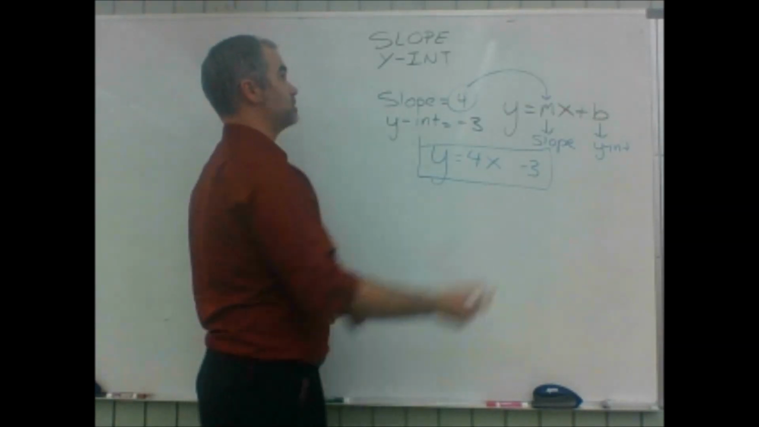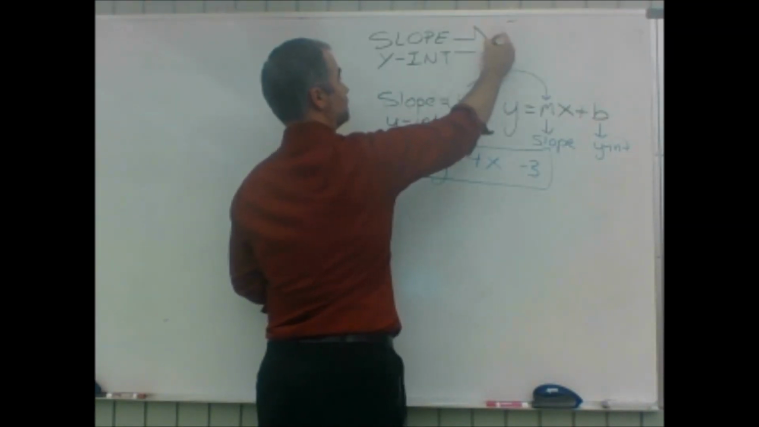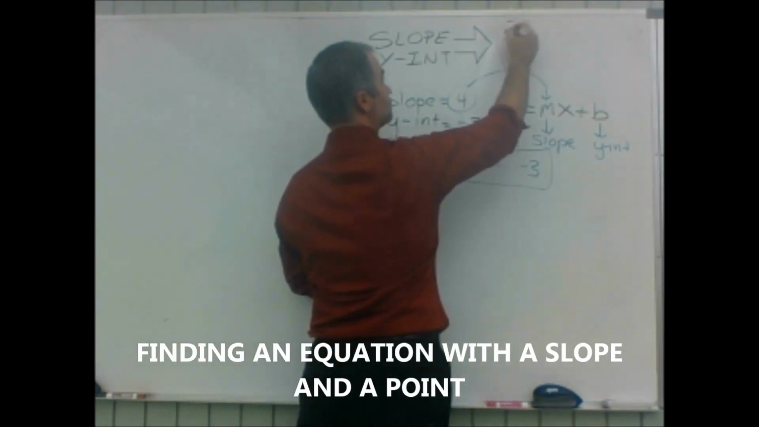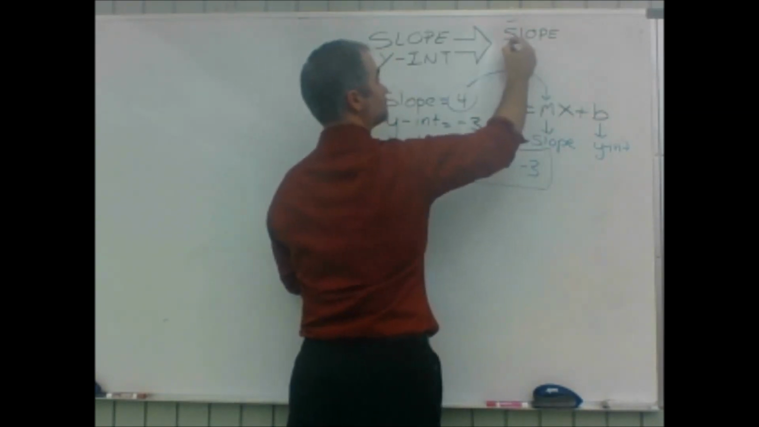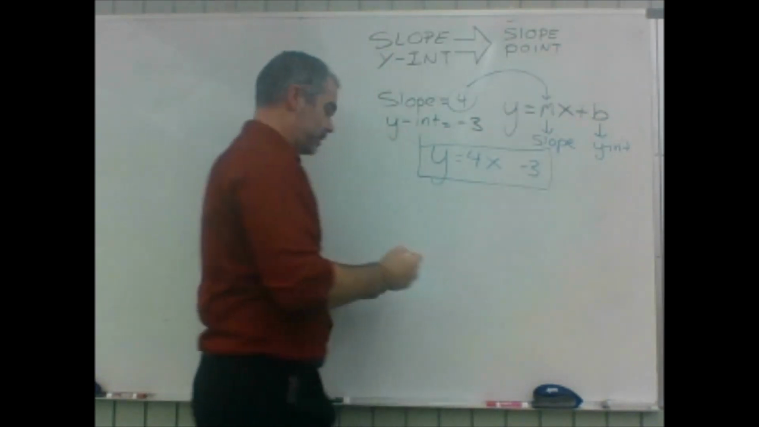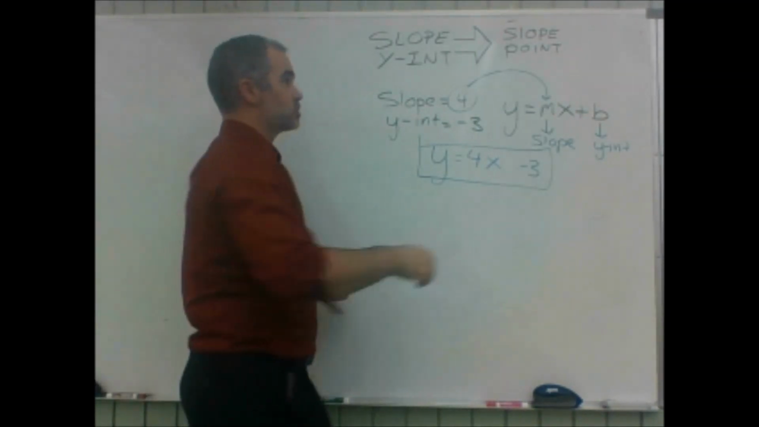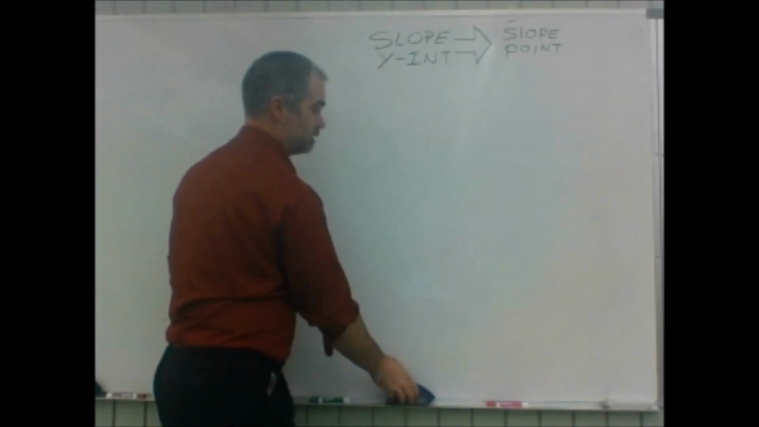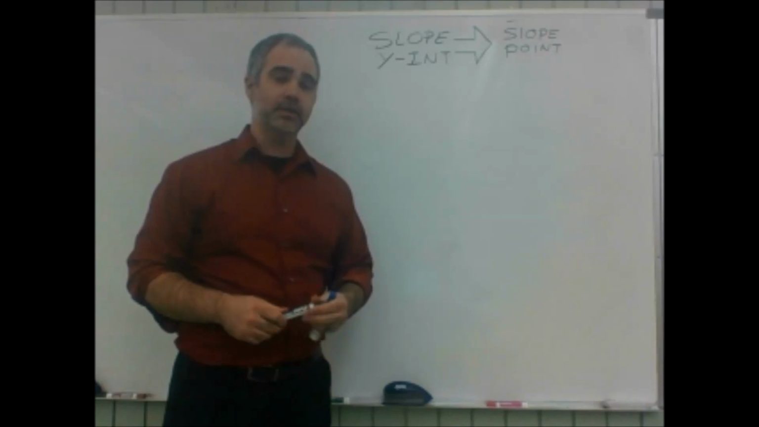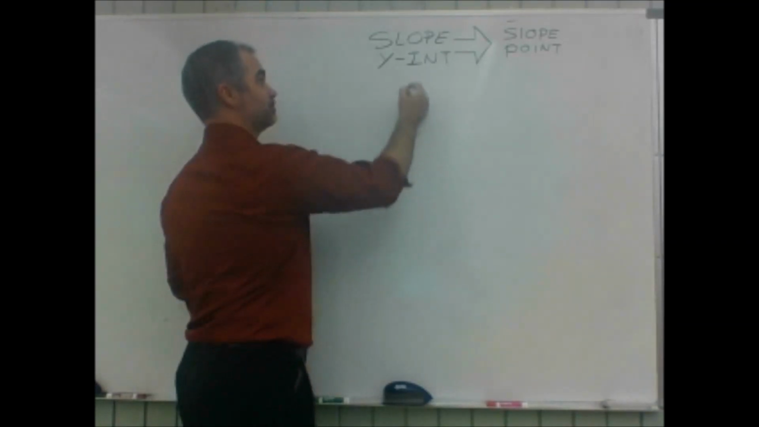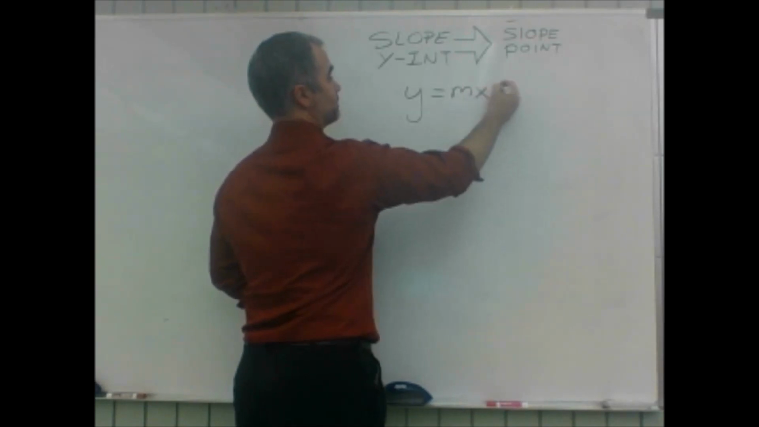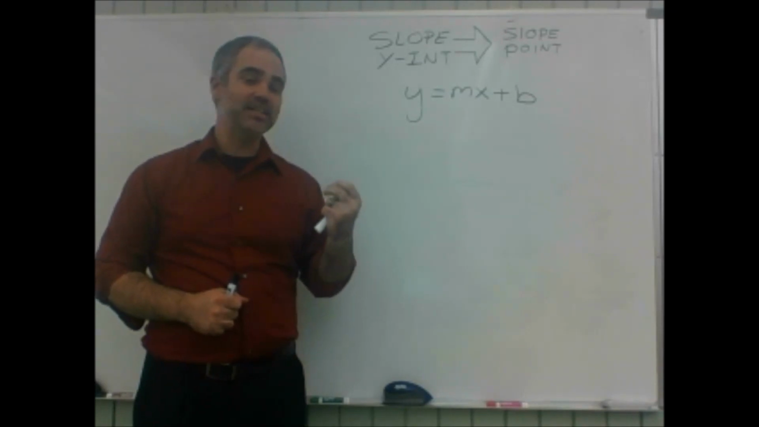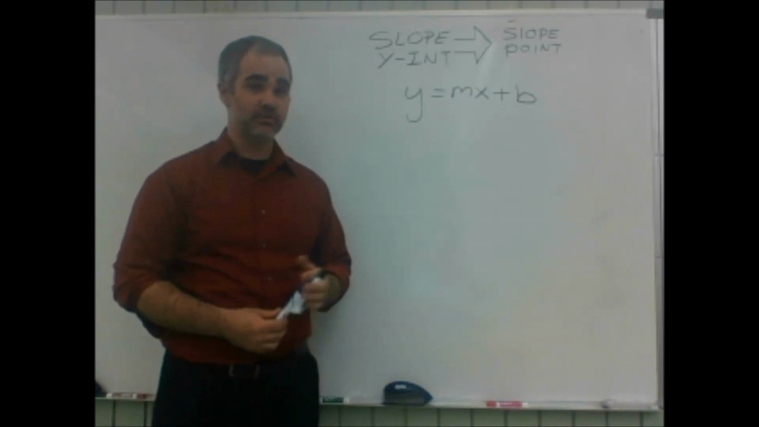The next most challenging level is if they give you a slope and a point. And now this gets a little bit more challenging, okay? So right here, they've hidden some things from you. You can still use y equals mx plus b in this problem. The problem is, I didn't give you all the information. You're going to have to find some of it.